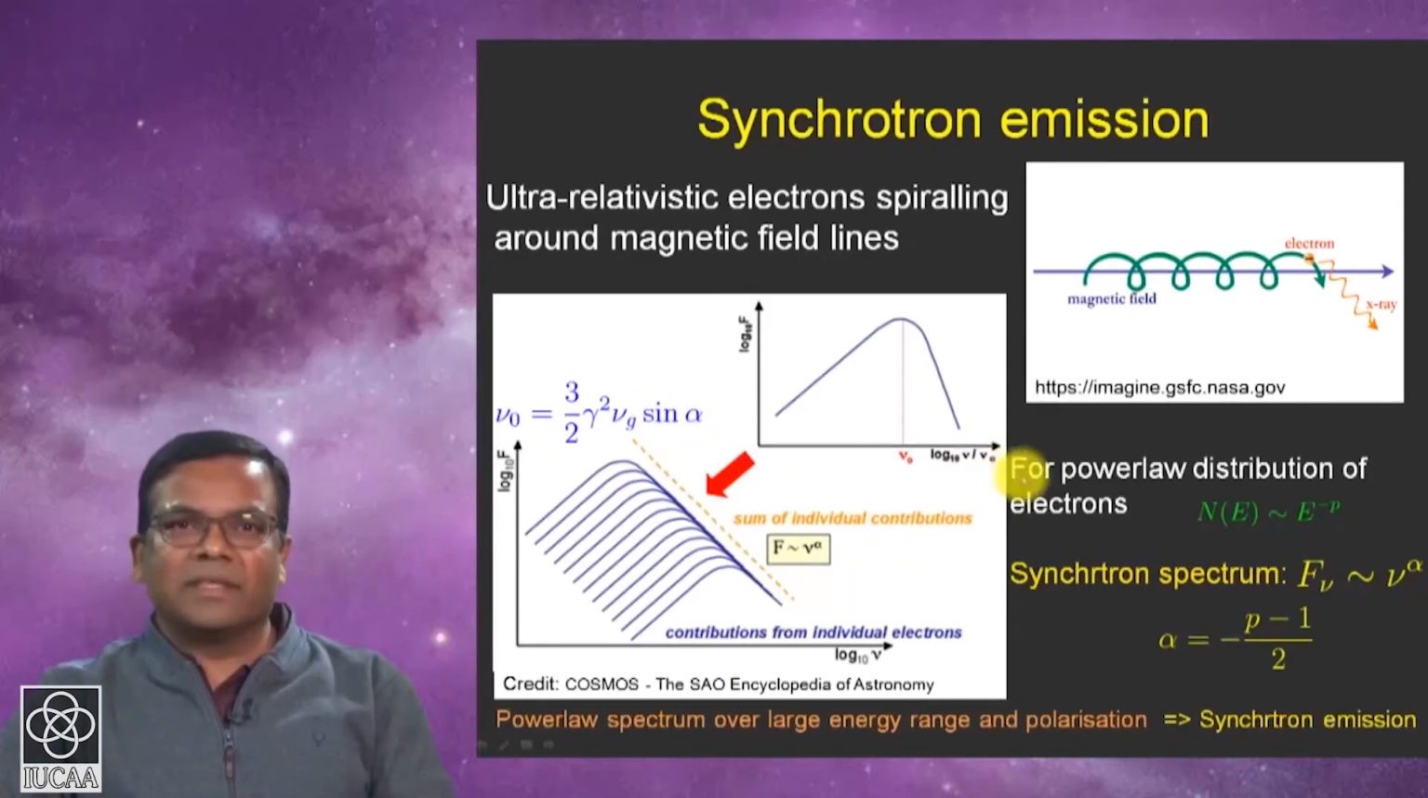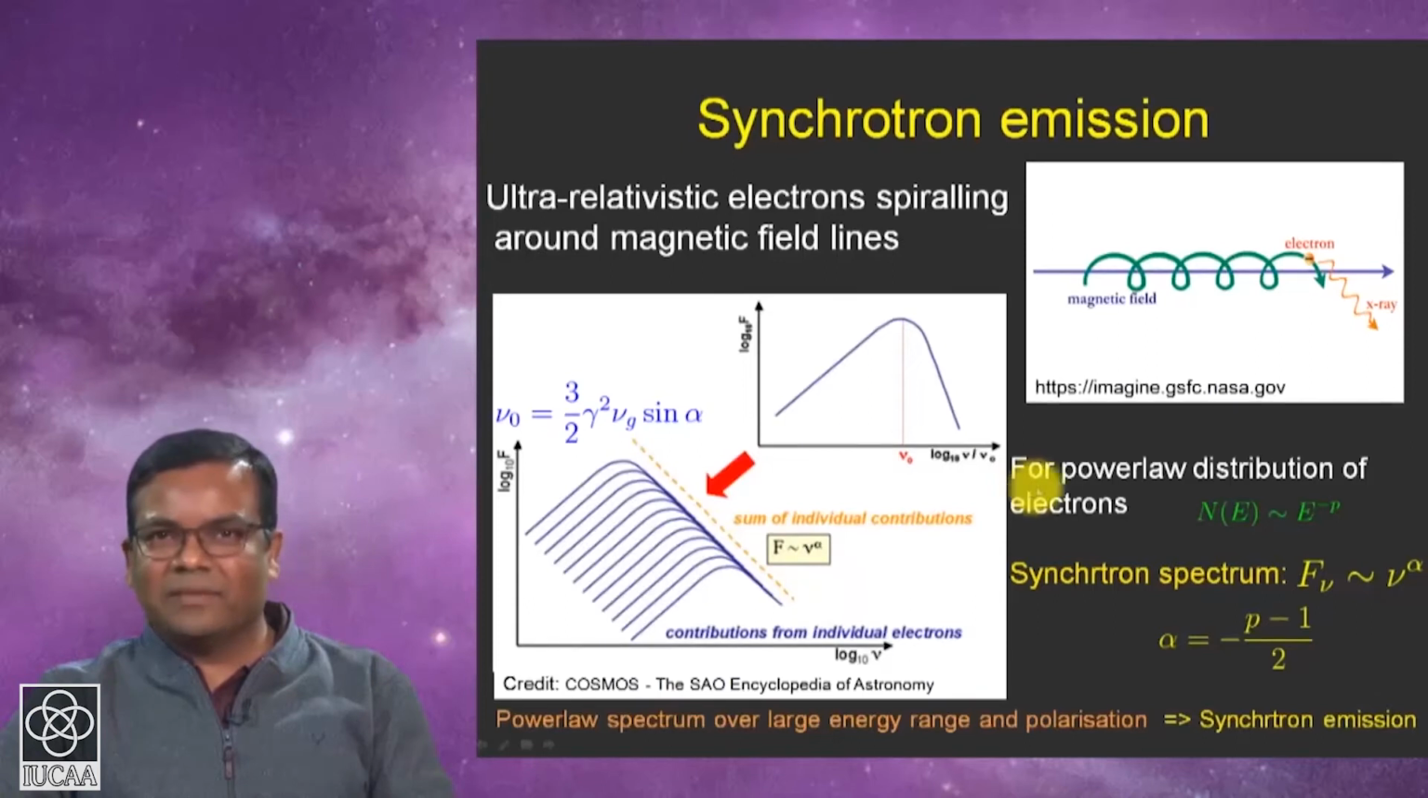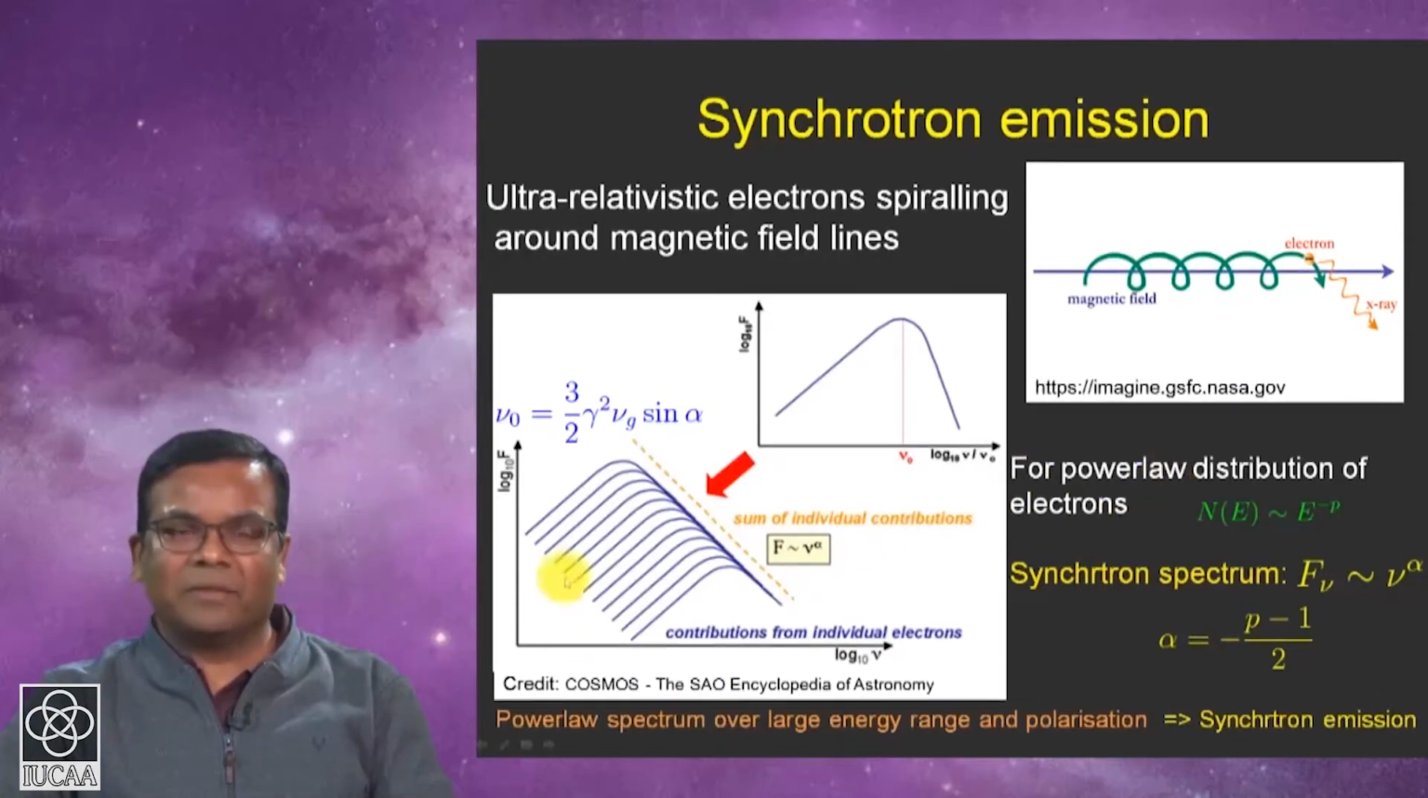In general, in astrophysics, there is usually a power law distribution of electron energies. So, if a single electron has this kind of spectrum, then electrons which have a power law energy distribution will give rise to different single electron spectra. If you sum over all these single electron spectra, what you get is a power law spectrum over a broad energy band. This is the characteristic of synchrotron radiation. In addition, synchrotron radiation is also polarized. So, if you are observing a broad band spectrum and significant polarization, then we are almost sure that the radiation must be synchrotron radiation.